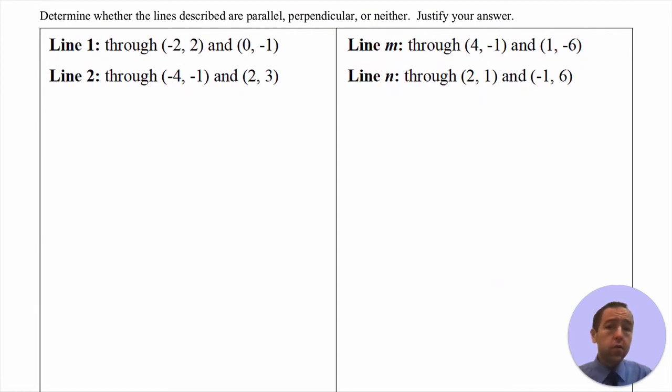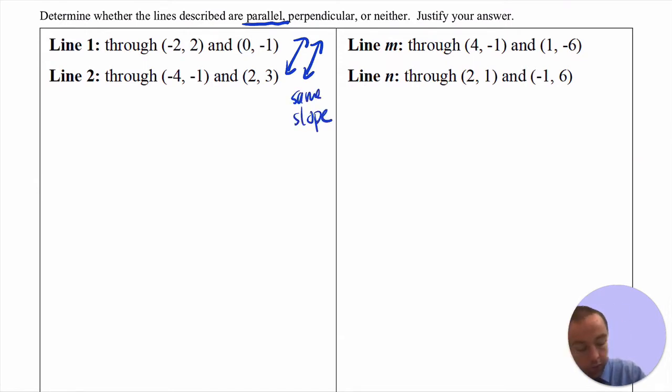We are asked here to determine whether the lines described are parallel, perpendicular, or neither with one another. So of course, when lines are parallel with one another, as long as they are not the same line as each other, and they have the same exact slope as one another, that's how we'll be able to tell if lines are parallel with one another.